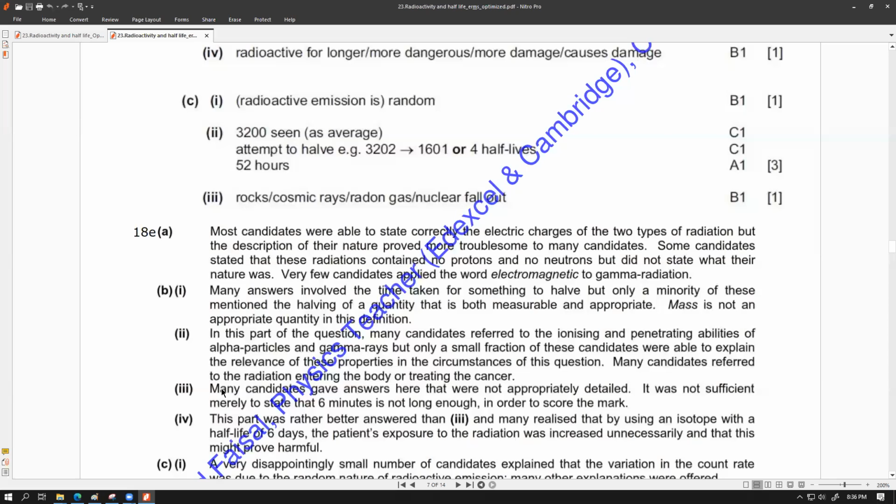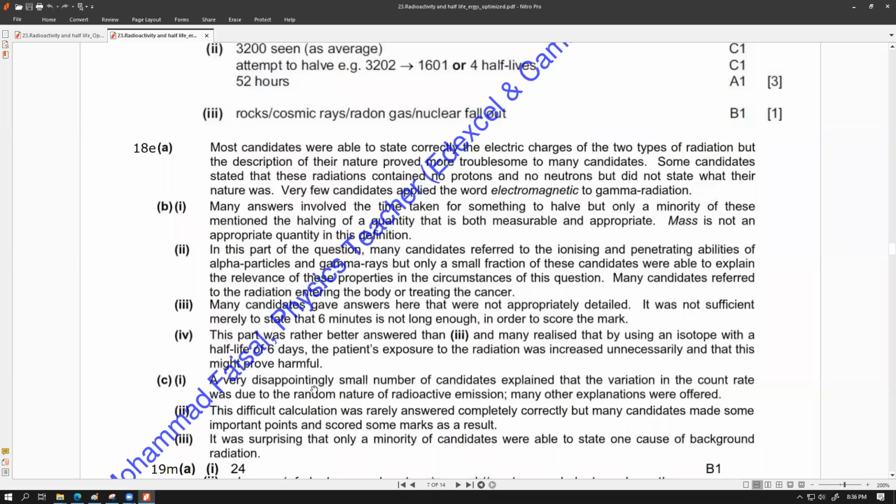Just because we are here, number C says: a very disappointingly small number of candidates explained the variation in the count rate was due to the random nature of the distribution. Many other explanations were offered. This difficult calculation was rarely answered completely correctly, but many candidates made some important points and scored some marks as a result. What? This was a difficult calculation?